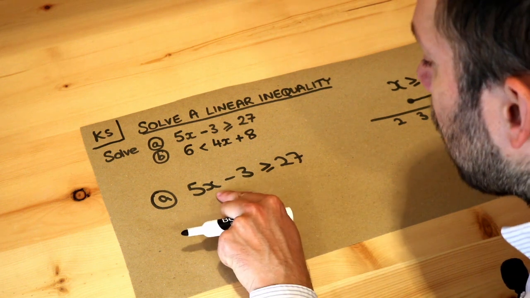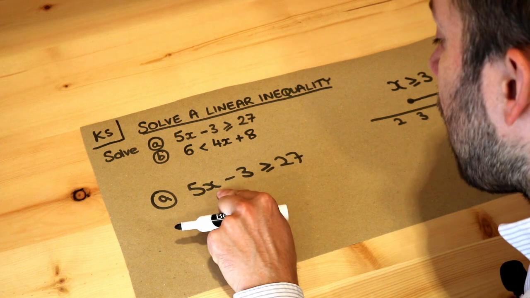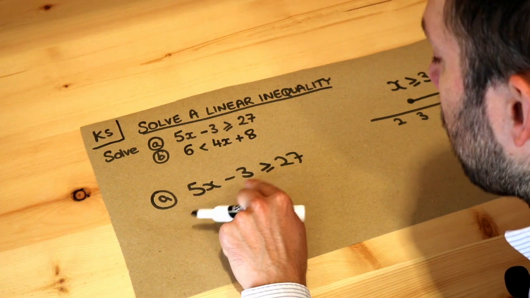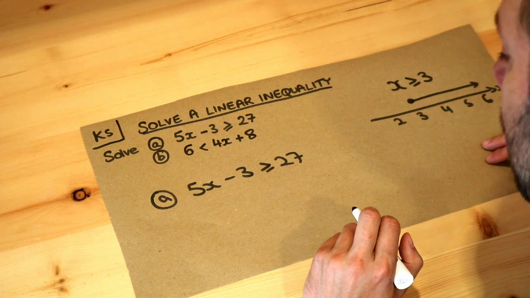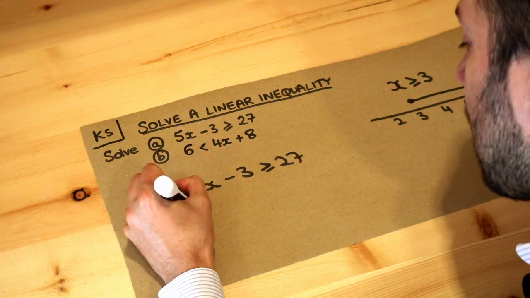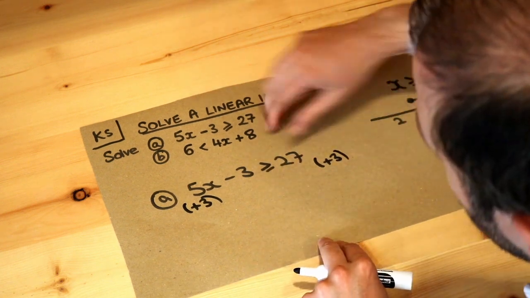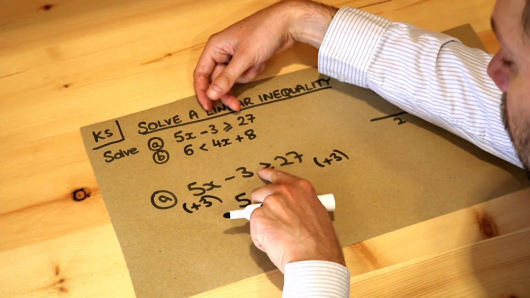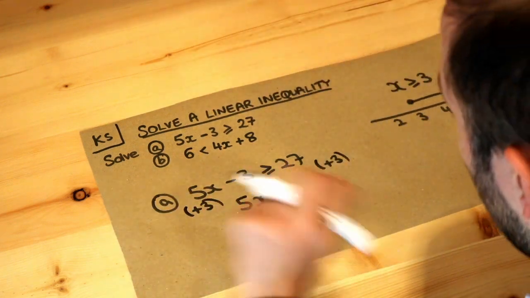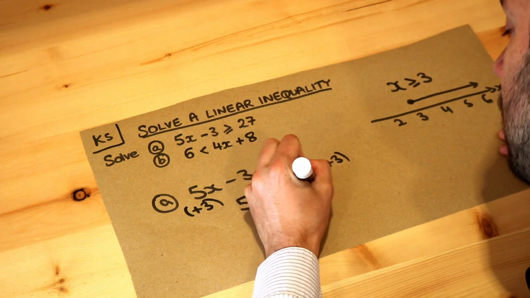So let's think, what's the last thing that happened to x, just like we were solving an equation? x has been multiplied by 5, and then we're subtracting 3 from it. The last thing we did was subtract 3, and therefore we need the opposite. We add 3 to each side. So the plus 3 gets rid of that minus 3, leaving just 5x. We still have the greater than or equal to. This is not an equation, it's an inequality. Then we add 3 to this, we get 30.